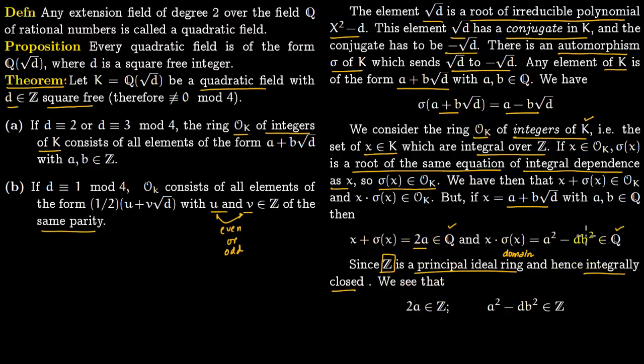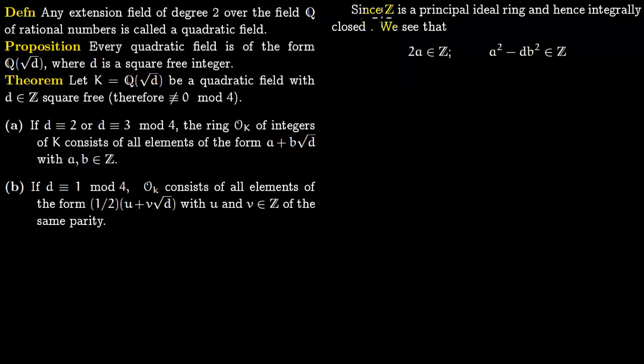Therefore these elements, both the sum and the product, lie in the ring of integers, and they are integral over Z. Since Z is integrally closed, there is no option but for them to be integers. So PID lies within UFD and UFD is integrally closed. Let us recall again what we have done. We said since Z is a principal ideal ring and therefore integrally closed, we see that 2a is an integer and a square minus d b square is an integer.